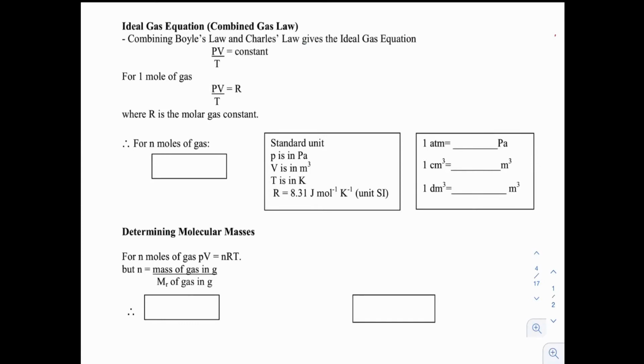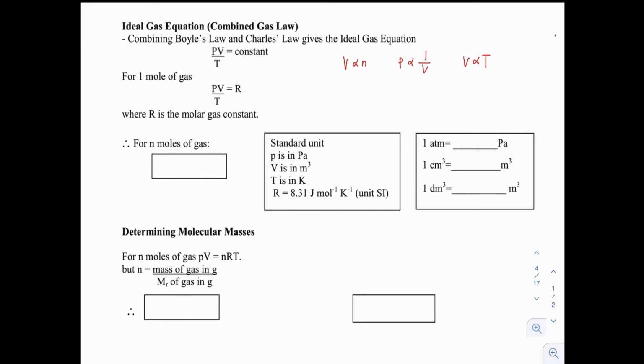Today, we are going to discuss the ideal gas equation, which is also known as the combined gas law. This ideal gas equation combines Boyle's law, Charles' law, and one more, which is Avogadro's law. According to Avogadro's law, volume is proportional to mole. According to Boyle's law, pressure is proportional to 1 over V. And according to Charles' law, volume is proportional to temperature.